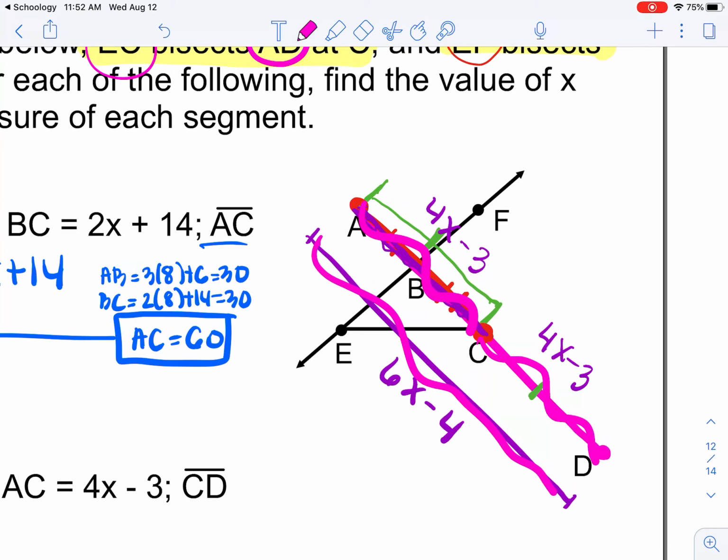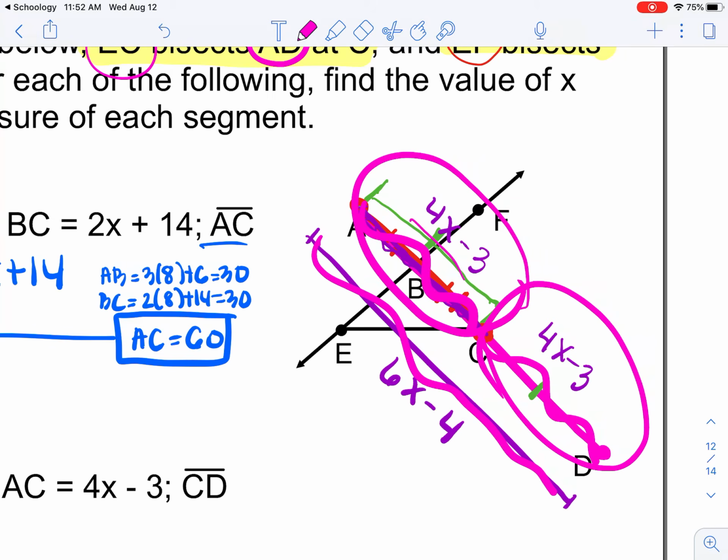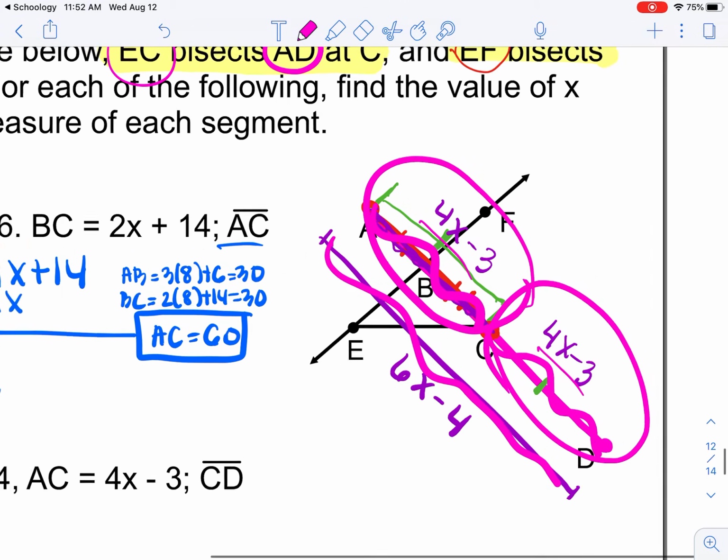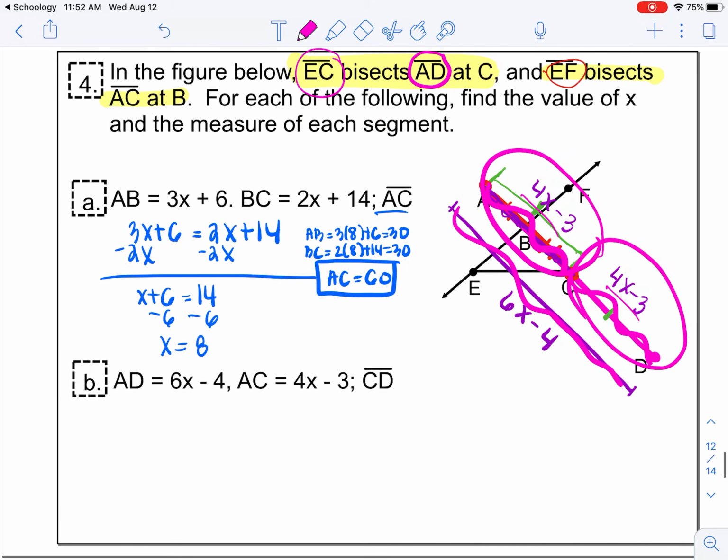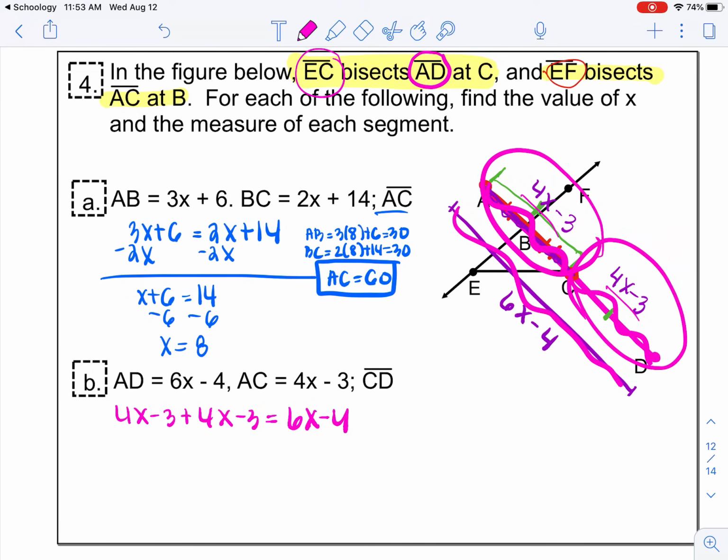Now, you might be asking yourself, why can't I just set these two equal to each other? If they're labeled with the exact same thing, everything's going to cancel out. You can't do that, okay? So instead I use the segment addition postulate. 4x minus 3 plus 4x minus 3 equals 6x minus 4.